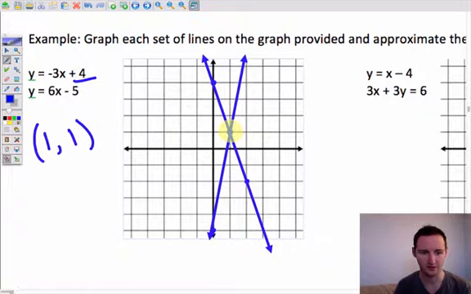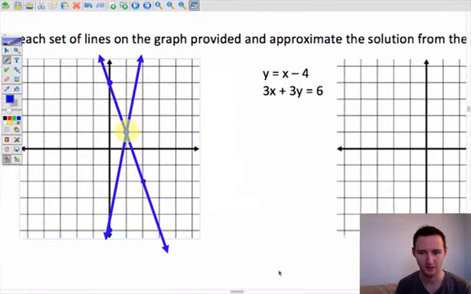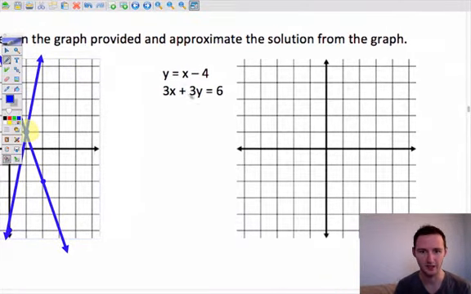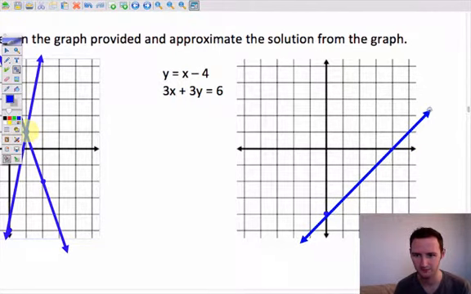So as usual, I'm just going to do these other ones in a little bit less detail, but you kind of get the idea. This x minus 4, start down here at -4, and we've got a slope of 1, so that's just going to look like this, going up 1 over 1 each time.